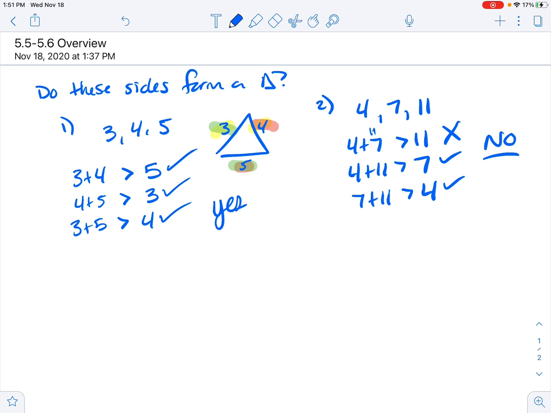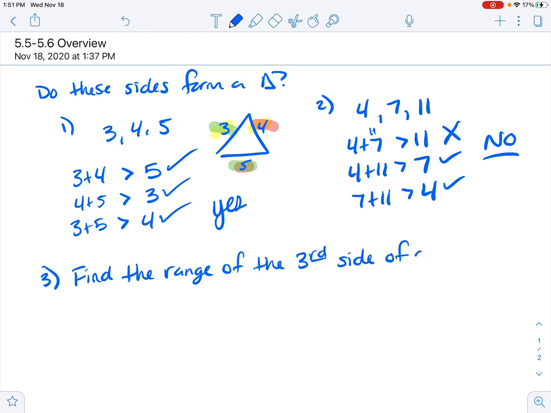Now, you can find a range of a third side. So if you're given two sides of a triangle and we want to find the range of the third side of a triangle. Find the range of the third side of a triangle. Okay, so if I give you, let's do 9 and 15. So there's two of our sides.